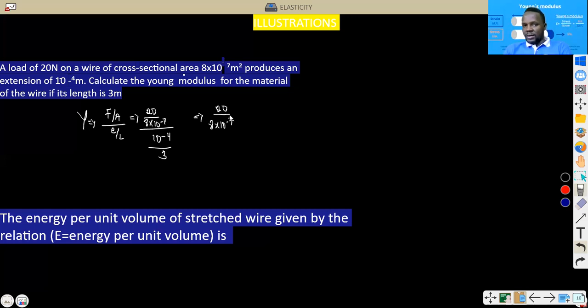We are dividing. You can see this is division. When it turns to times, what happens? This will flip and change. This is times 3 over 10 raised to the power negative 4. I hope students understand it. And if you don't understand, we can do it together.